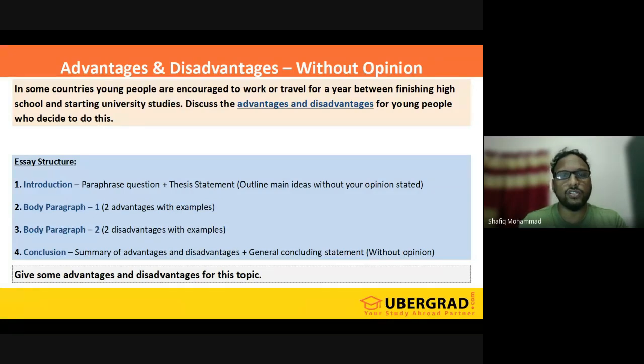In the same way as causes and solutions, here also we have advantages and disadvantages. So: introduction, body paragraph 1, body paragraph 2, and conclusion. You need to write at least 4 paragraphs. You can also include body paragraph 3 if you want to extend some more points, so up to 5 paragraphs you can give. But I think 4 paragraphs is more than enough.